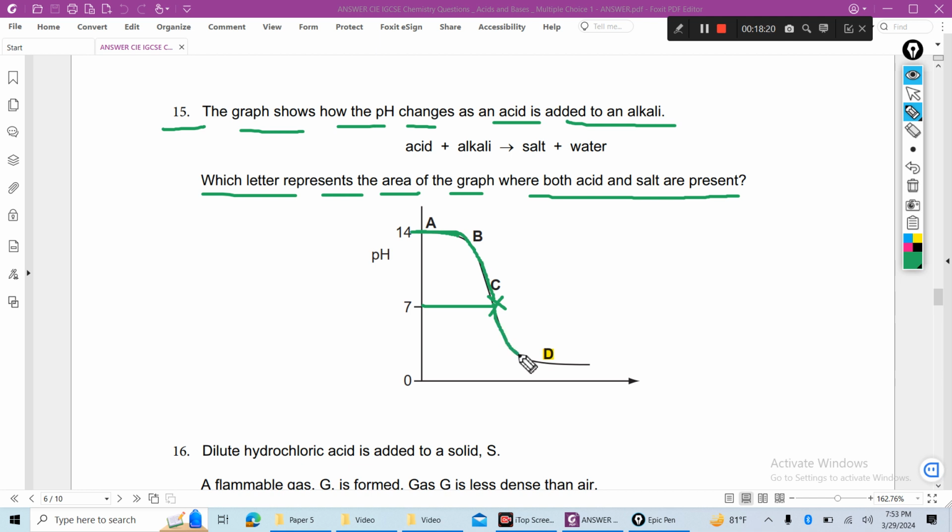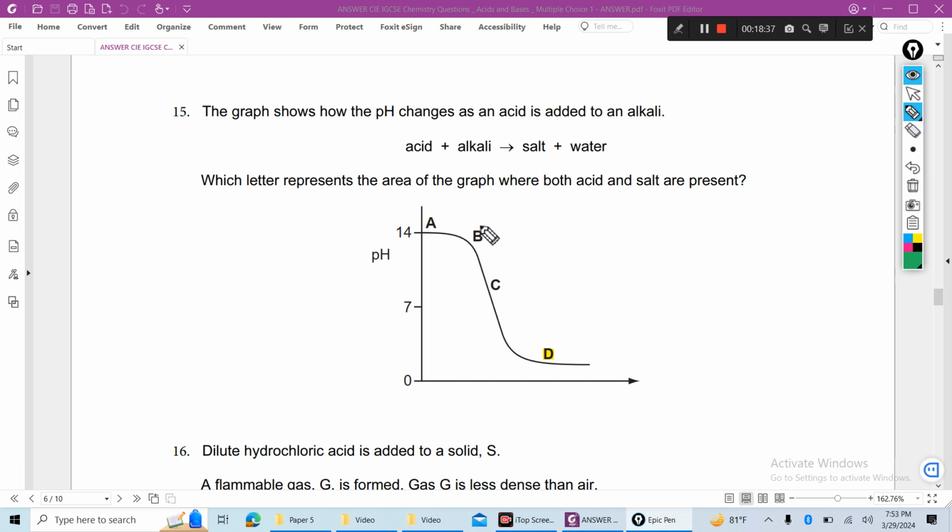Now in D there is salt and also acid, because pH is 2, so acid is present here. Here alkali, here neutralization, salt and water, and here salt and acid, because pH is 2 or 3.